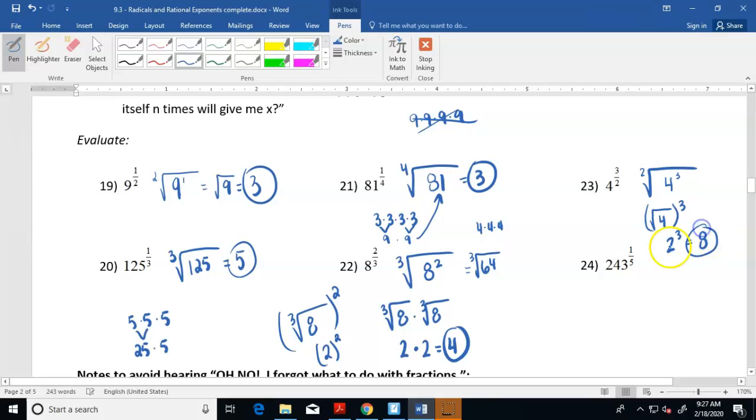So I think that is easier to do than trying to find 4 to the third and then take the square root of it. It's not that bad. 4 to the third is 64. The square root of that is 8, but I usually do it the other way instead.